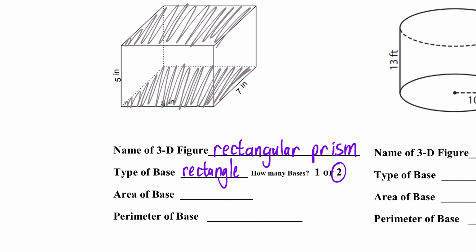Okay, so area of the base is just 8 times 7, which is 56 square inches. And then the perimeter is going to be 8 plus 7 plus 8 plus 7, which is 30.